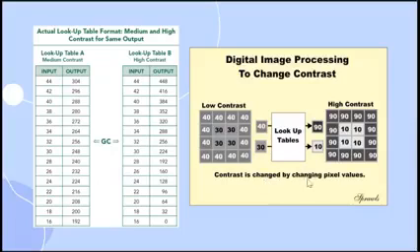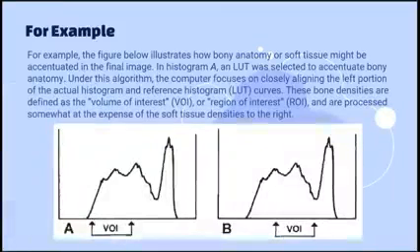Okay, so contrast is changed by changing the pixel values through the use of lookup tables. From 40 naging 90 siya, 30 naging 10. So from low contrast it becomes a high contrast image. For example, the figure below illustrates how bony anatomy or soft tissue might be accentuated in the final image. In histogram, an LUT was selected to accentuate bony anatomy.